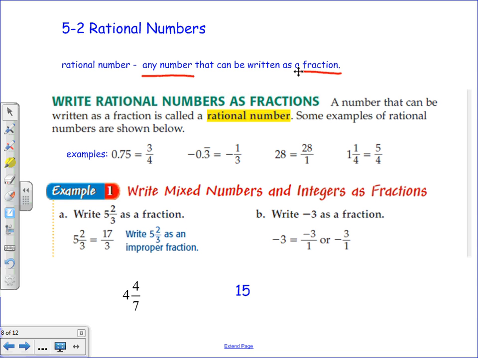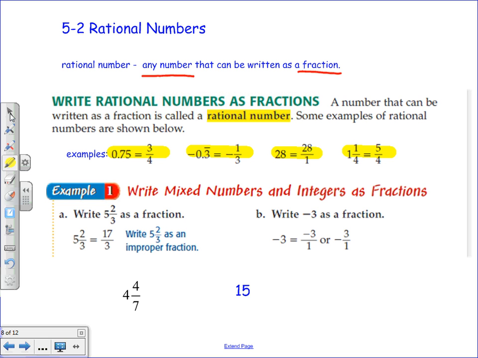Okay. A couple examples of rational numbers are 0.75. It's a decimal, and it can be written as 3/4. Everybody knows 75 cents is 3/4 of a dollar, so you can see how that decimal can be written as a fraction. Negative 0.3 repeating can be written as negative 1/3. 28, any whole number can be written as a fraction, 28/1. Or 1 1/4, any mixed number can be written as a fraction, 5/4.